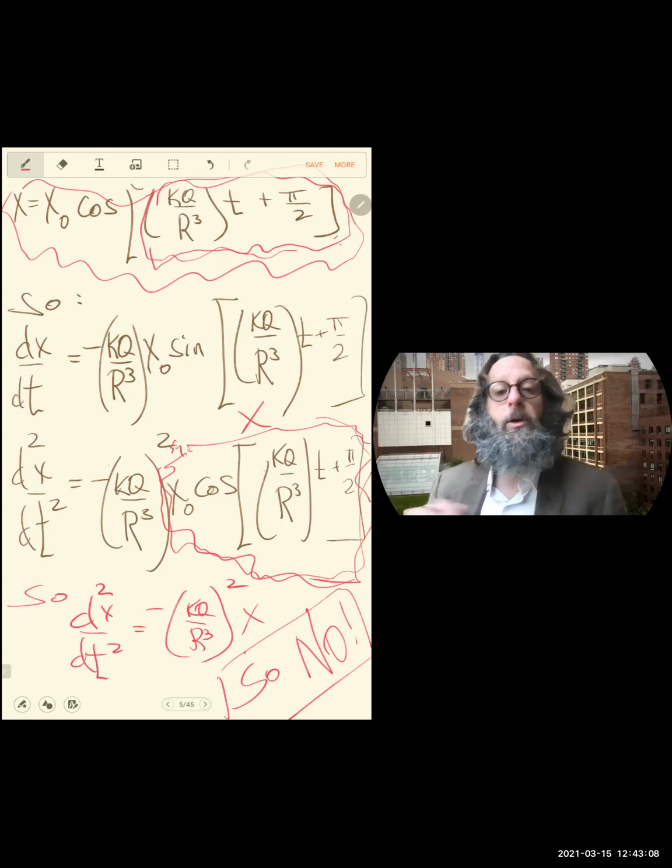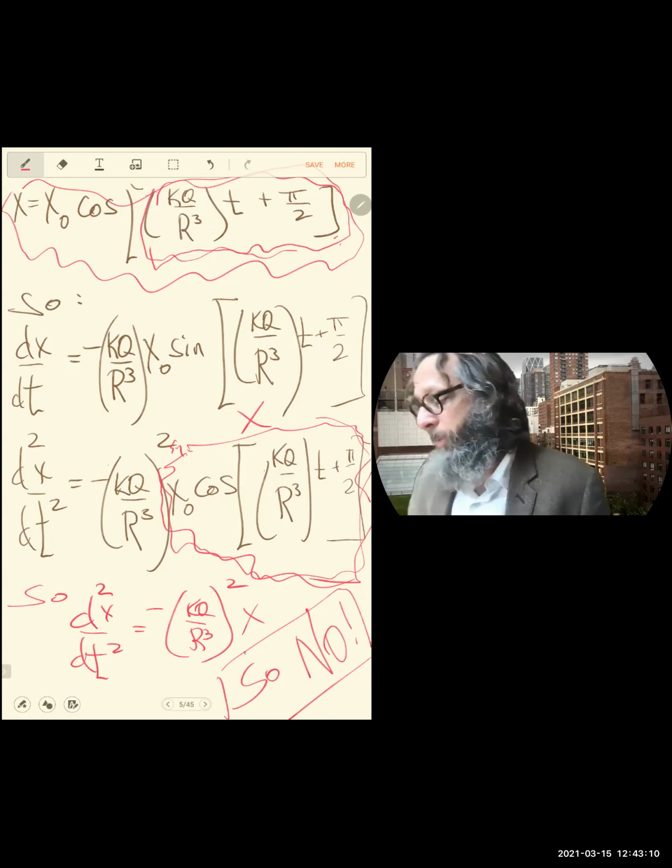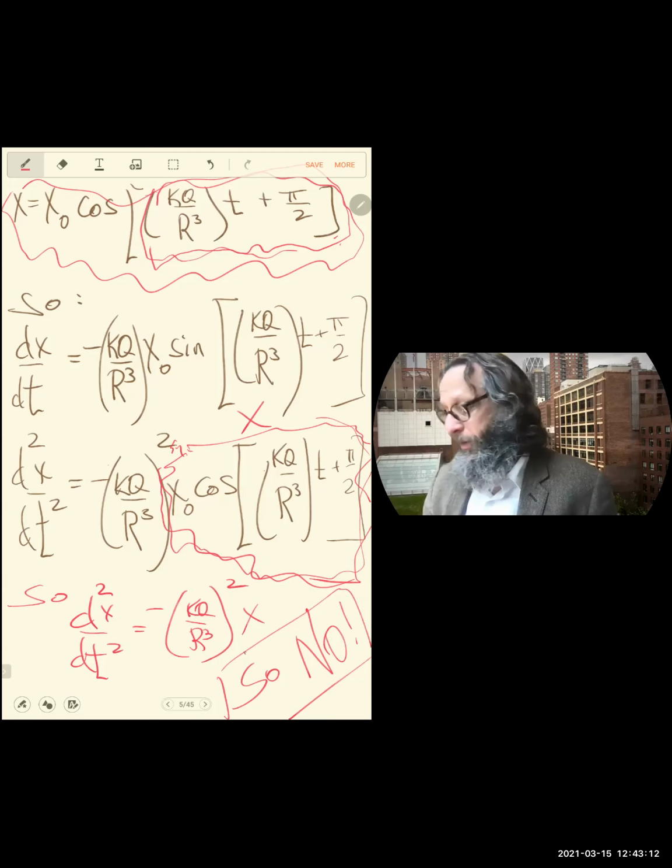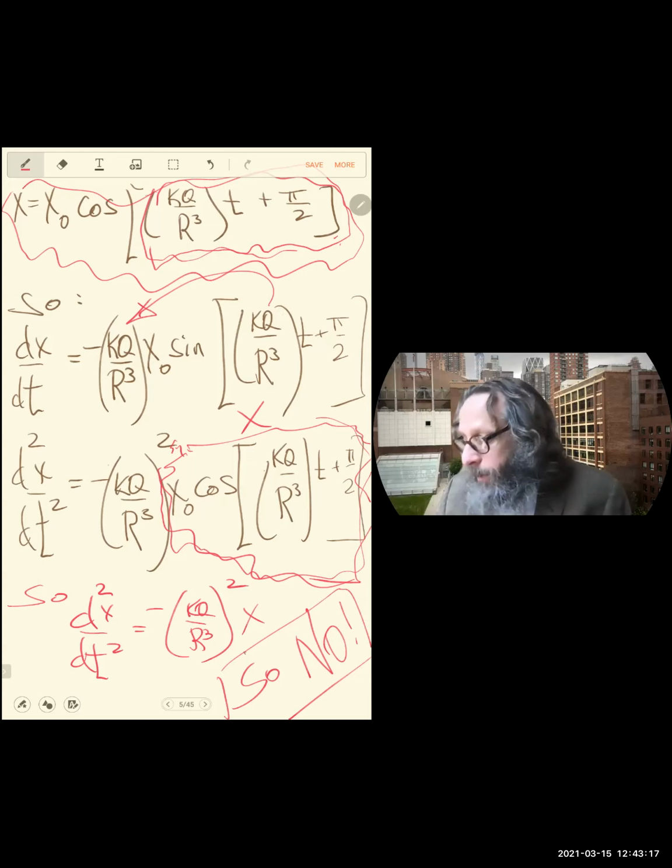Oh, right, okay, good. So the pi over 2 doesn't come out in the derivative. In the first derivative, only that kq over r cubed comes out. But now we take the derivative again. When we take the second derivative, we do literally the exact same thing again. So we're doing chain rule again.